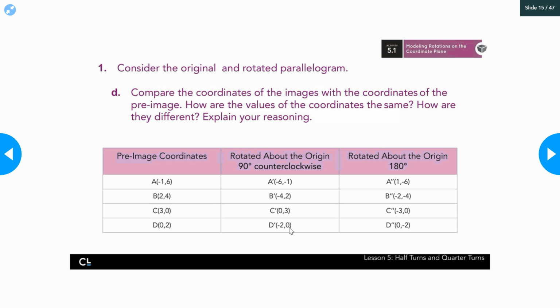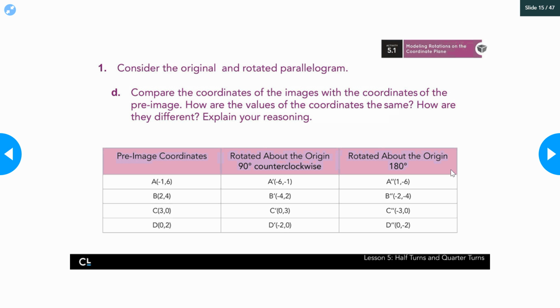So what I'm noticing is that when we went counterclockwise, not only am I switching my x and y values, but all of my x values here in the first number become negative. My 0 is not negative because you can't put a negative on it, but my 6 became negative, my 4 became negative, my 2 became negative.